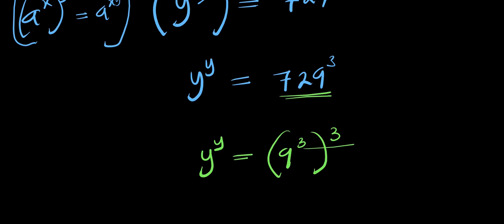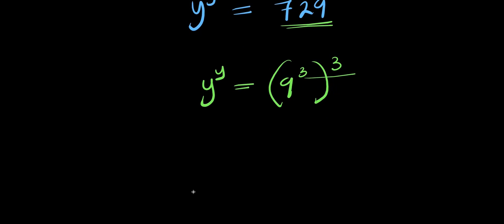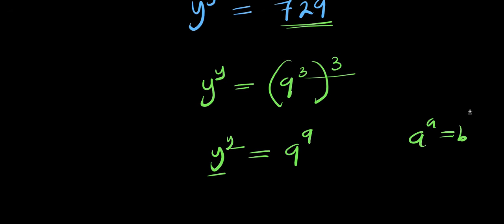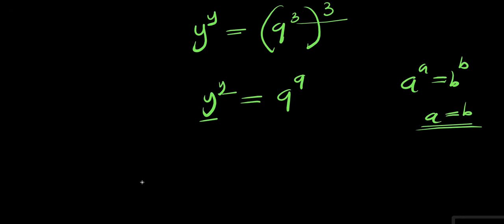And multiplying this exponent again, I have y power y equals 9 power 3 times 3. That is 9. So that means this and this are the same, and 9 and 9 are the same. If you have a power a equals b power b, that means a equals b. So if that is the same, that means I can have y equals 9.